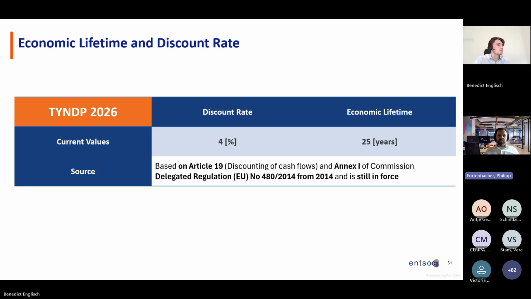Yeah, this is the economic lifetime and discount rate parameters. Still we use the values from the regulation. This is from 2014, and it's still in force. So maybe it's worthwhile to think about updating this. For the time being we are using a 4% discount rate and a 25 years economic lifetime. Again, this is from the regulation.